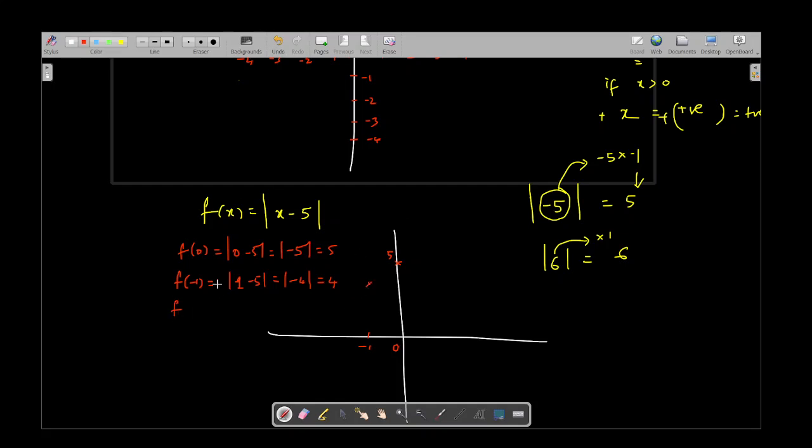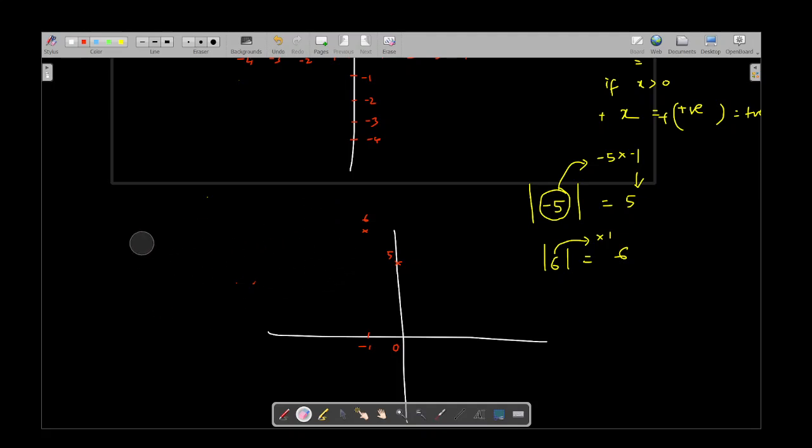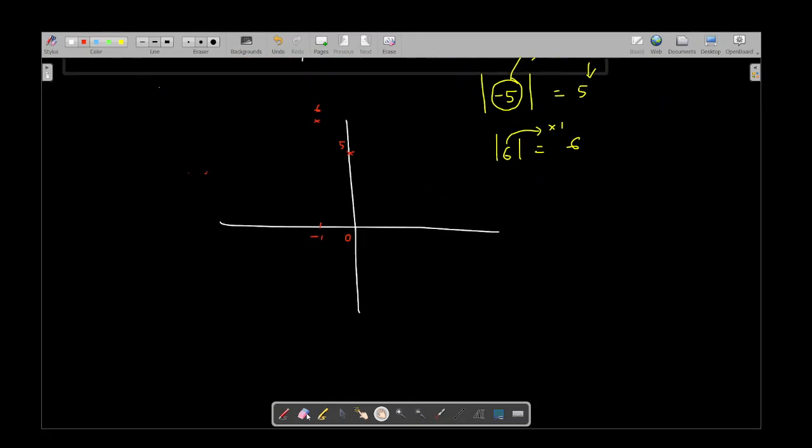If you put x is equal to, oh sorry, I made a mistake here. F of minus 1 is actually minus 1 minus 5, which is minus 6. Modulus of minus 6 is plus 6. So at minus 1 we have 6. So let me write it a little to the left. F of x is modulus of x minus 5. And let me increase the length of this.